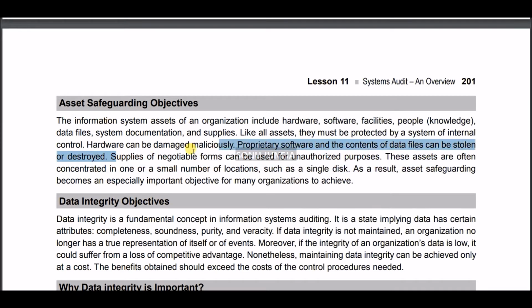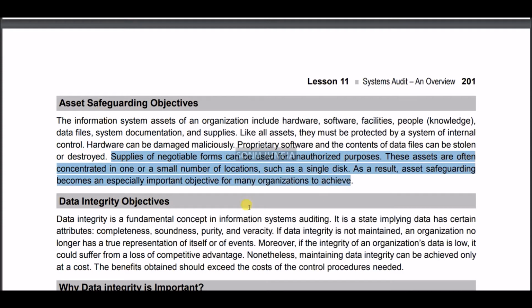Now these assets are often concentrated in one or a small number of locations. Generally nowadays, companies create servers or a universal disk where the data with respect to the entire information system is stored, considered as a single disk. As a result, asset safeguarding becomes an especially important objective for many organizations to achieve.